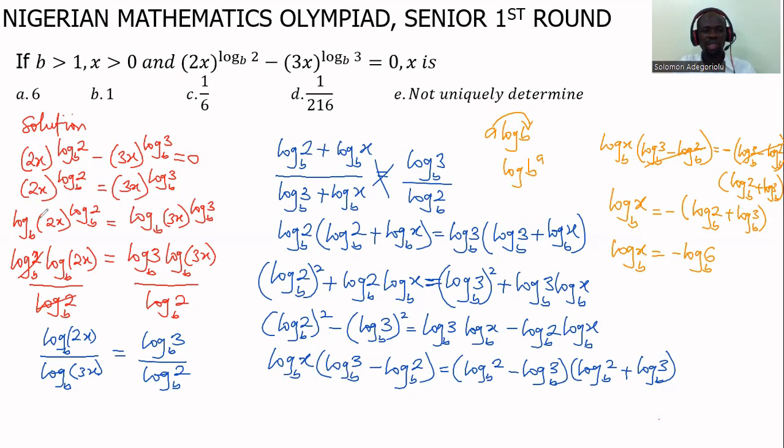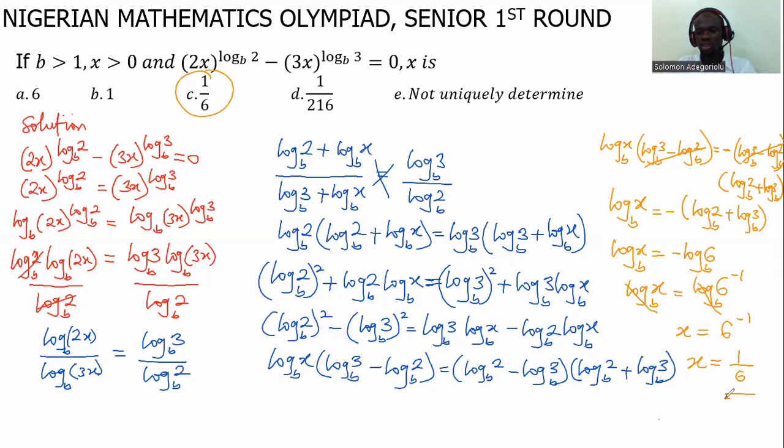Taking a look at this, you will see that the coefficient of log 6 base b is -1. So we're going to take the coefficient, which is -1, to the other side so that it becomes the power. This is going to give us log x base b is equal to log 6 raised to the power of -1 base b. And from here, the logarithm with base b cancels out with the logarithm with base b. Then x is equal to 6 raised to the power -1. When you rewrite this, it gives us x is equal to 1/6, which is option C. So this is the solution to this question.